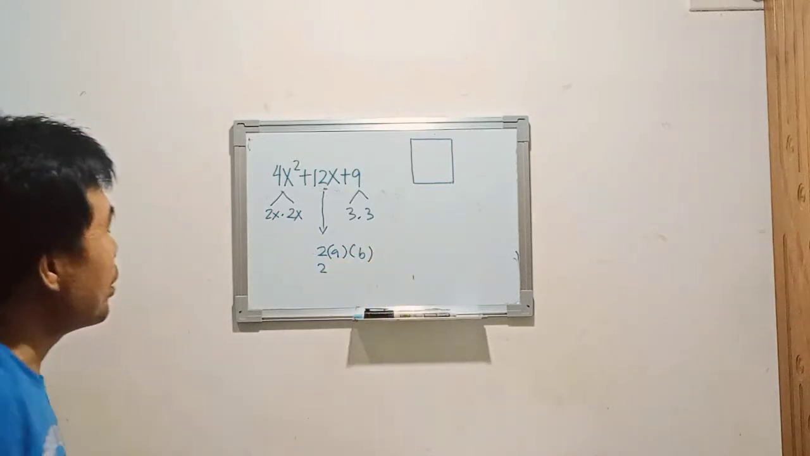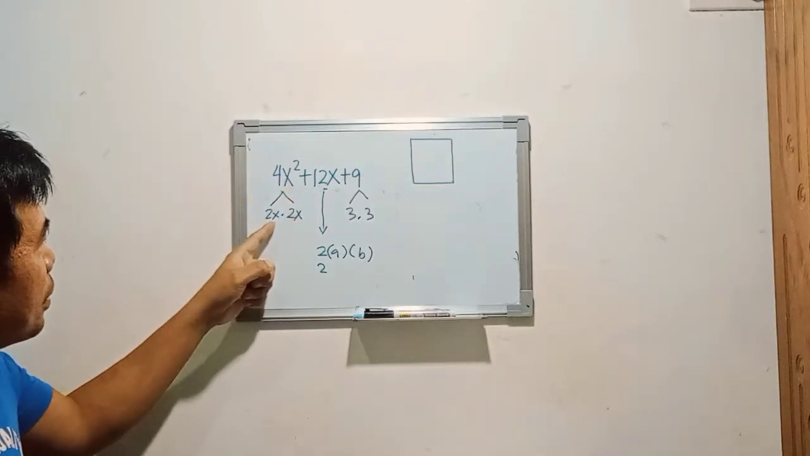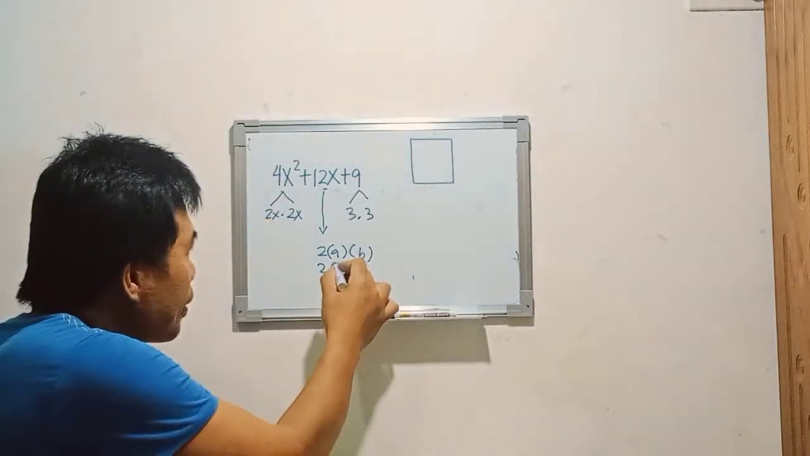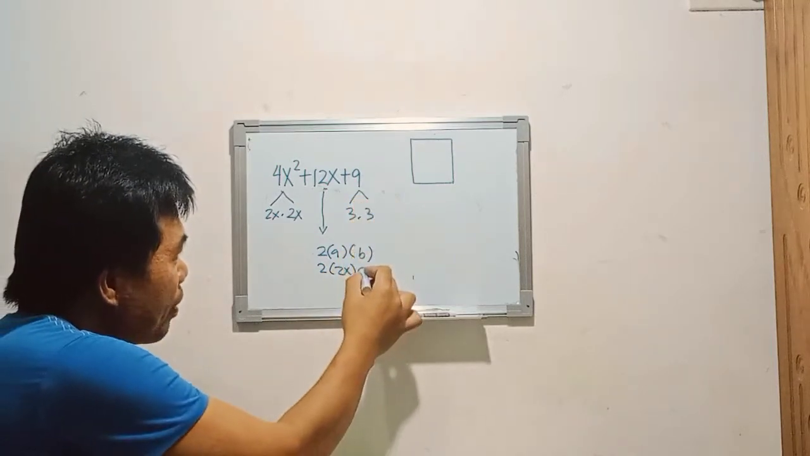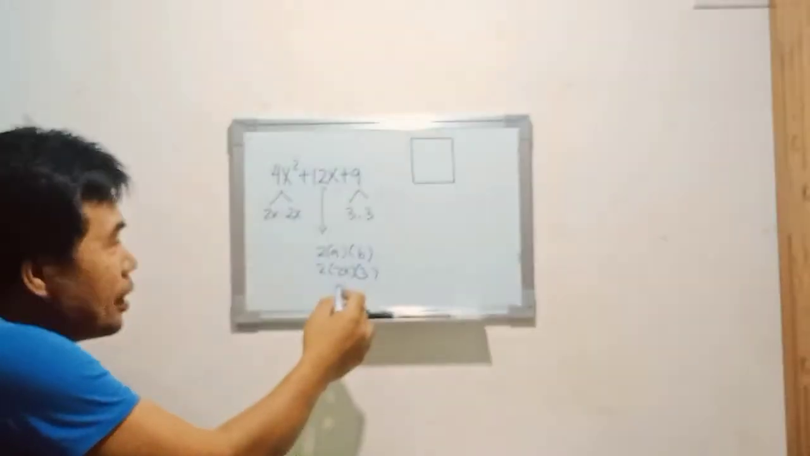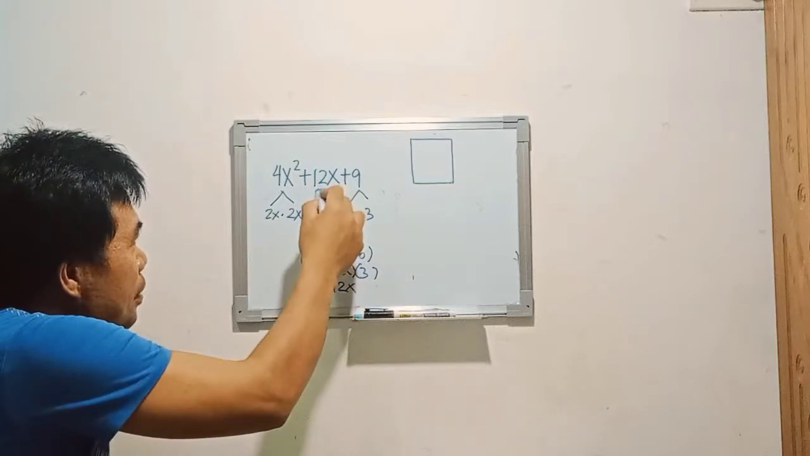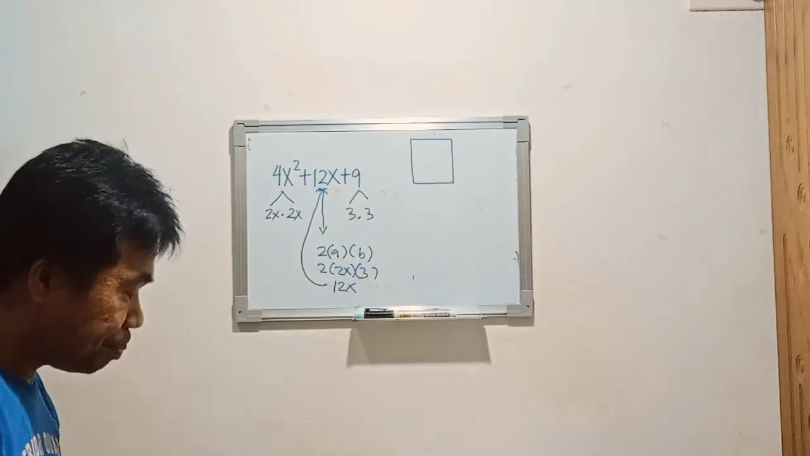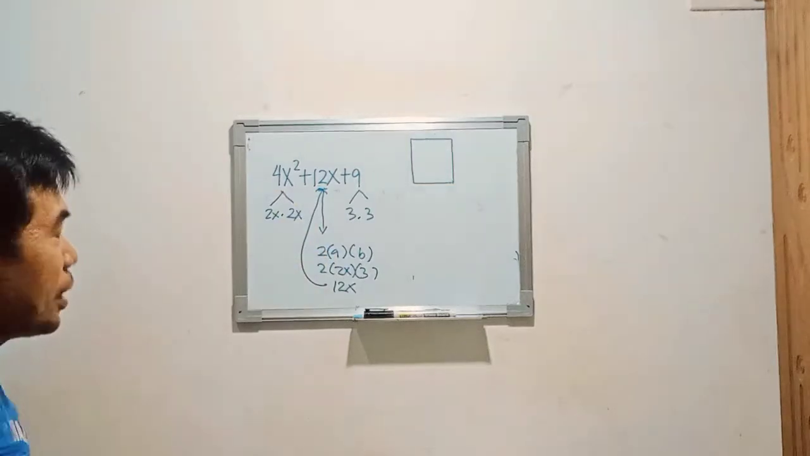Okay, what is the square root of the first term? The square root of 4x squared is 2x. And the square root of the last term is 3. So 2 times 2x is 4x, times 3 is 12x. So it is the same. So therefore, this trinomial is a perfect square trinomial.